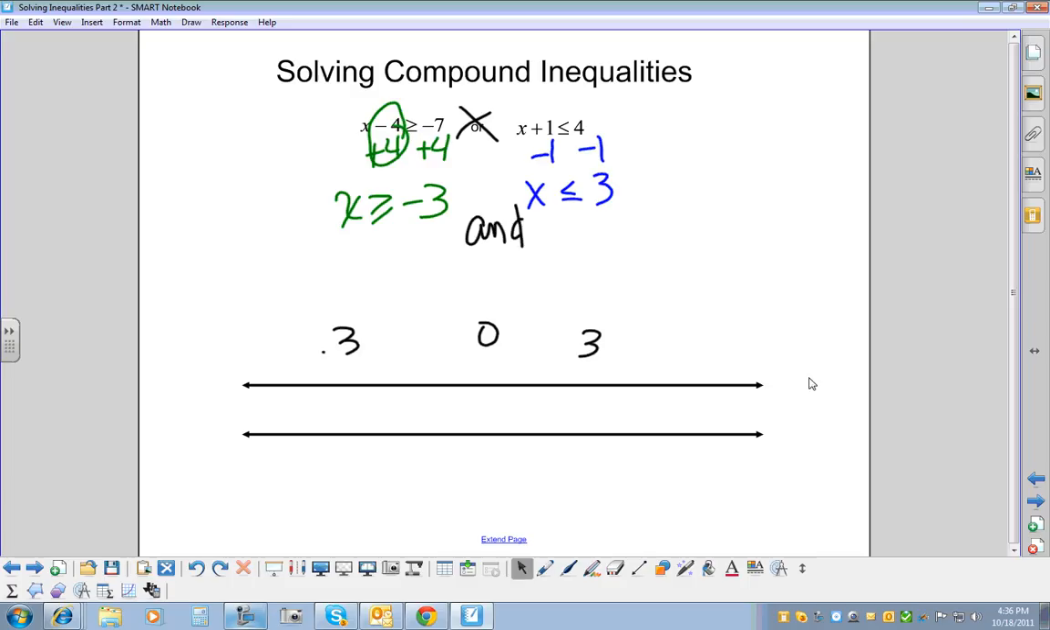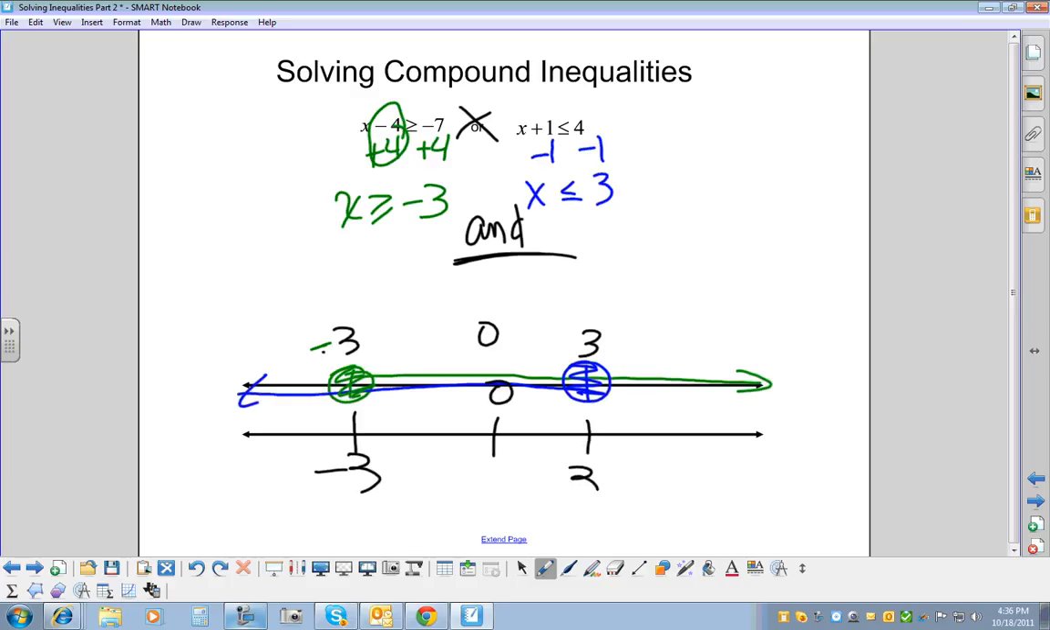And when we graph them, here's our -3 shaded this direction. And here is our 3 shaded this direction. Oh, I'm sorry. And those endpoints are part of our solution. Remember, when it's and, we're looking for what's double shaded. So we would be shading from -3 to 3.